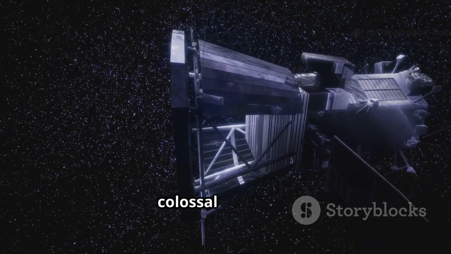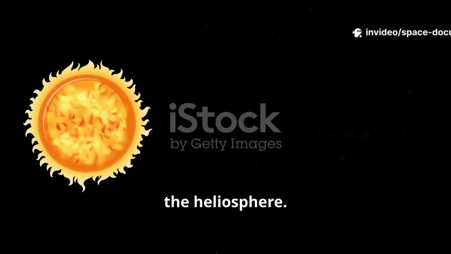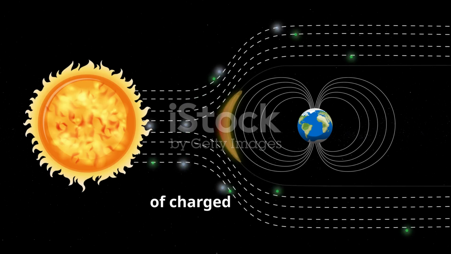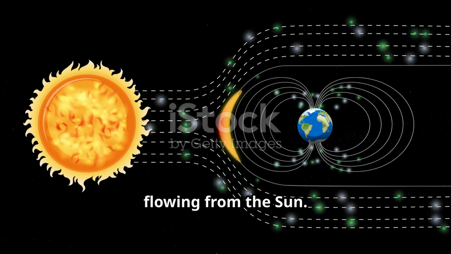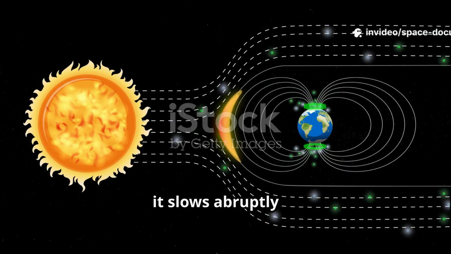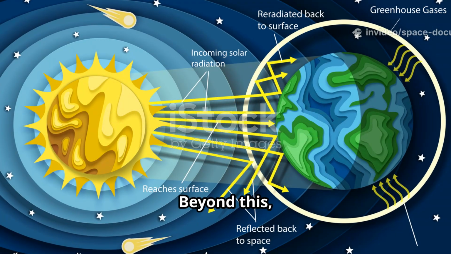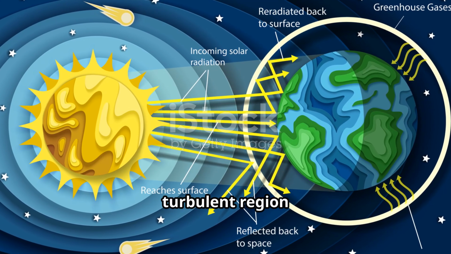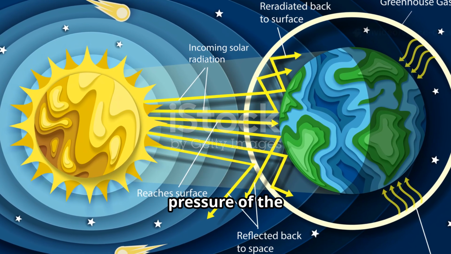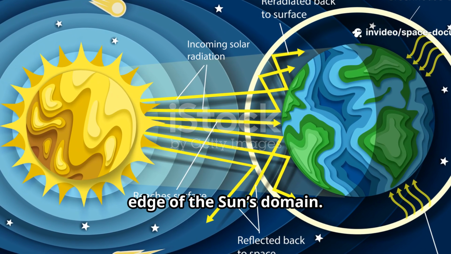Yet even beyond the last familiar ice, the sun's influence persists. It carves out a colossal magnetic bubble in interstellar space, the heliosphere. This bubble is inflated by the solar wind, a constant stream of charged particles flowing from the sun. This wind races outward at 1,000,000 miles per hour until it slows abruptly at a boundary called the termination shock. Beyond this, it churns through a turbulent region known as the heliosheath, before finally yielding to the pressure of the interstellar medium at the heliopause, the true edge of the sun's domain.